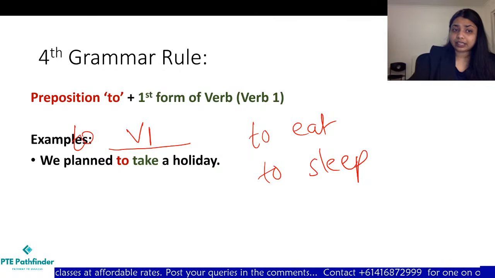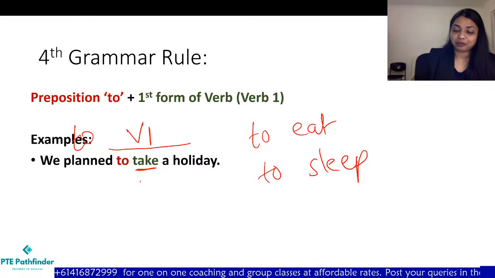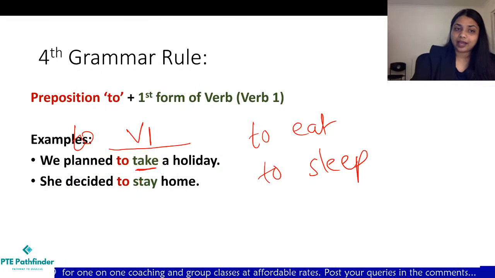So some examples here. We planned to take a holiday. So to take here is not the past participle, it's the first form of the verb, sorry. And then she decided to stay home. So stay, again, is the verb 1.